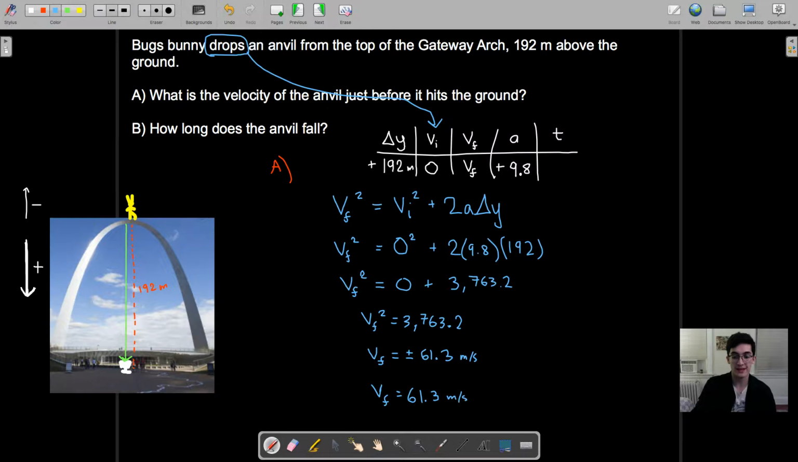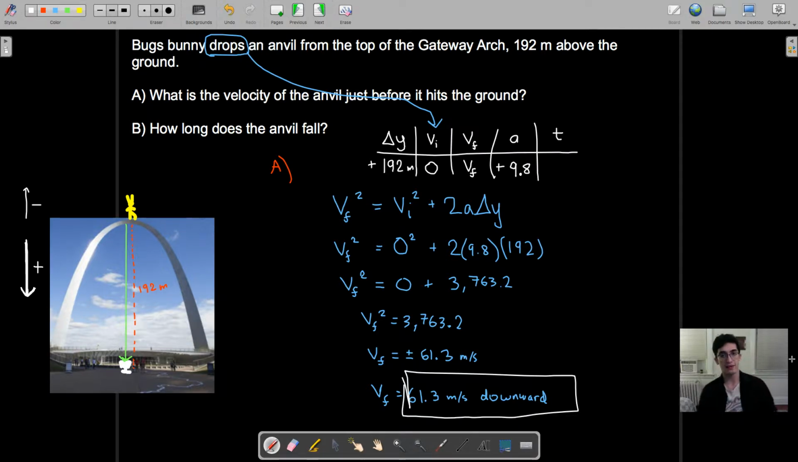Remember, positive and negative just tells us our direction. So we could say positive 61.3 to say it's downward, or we could just say 61.3 downward. And those would both be specific enough, okay? And that is the end of our problem. Boom, that's it. 61.3 meters per second downward. Final answer. So let's do one more.